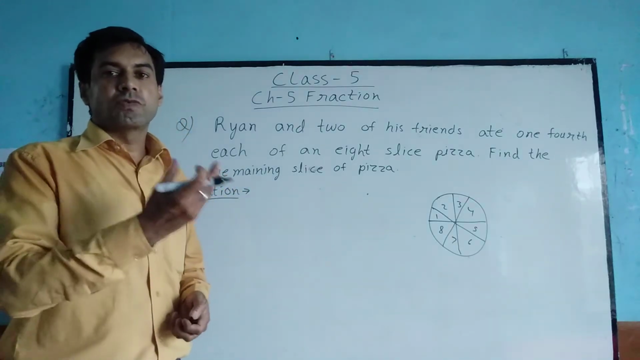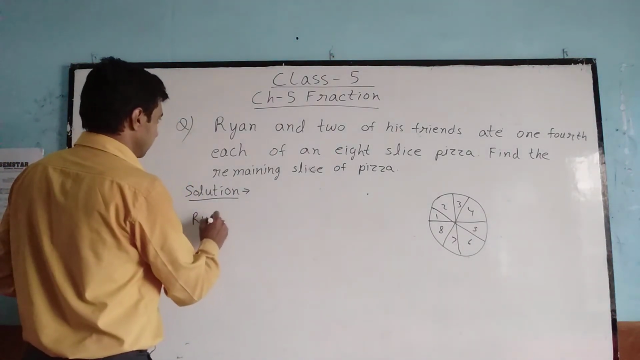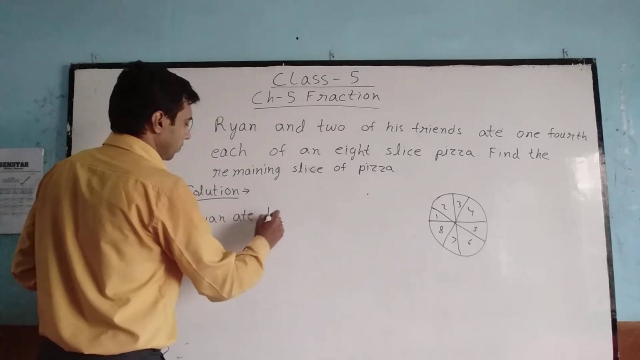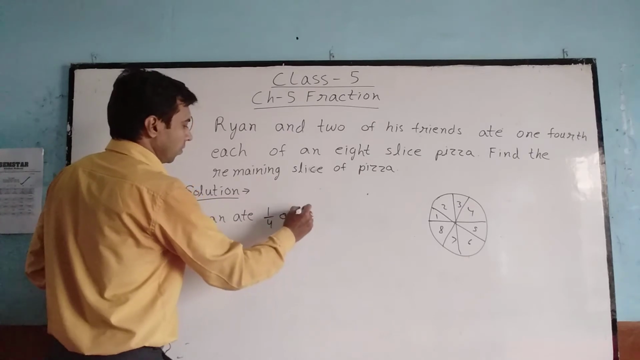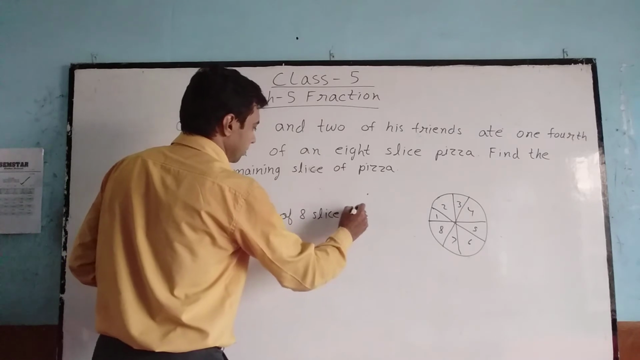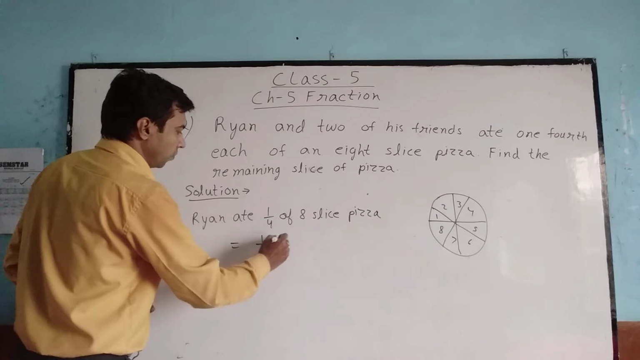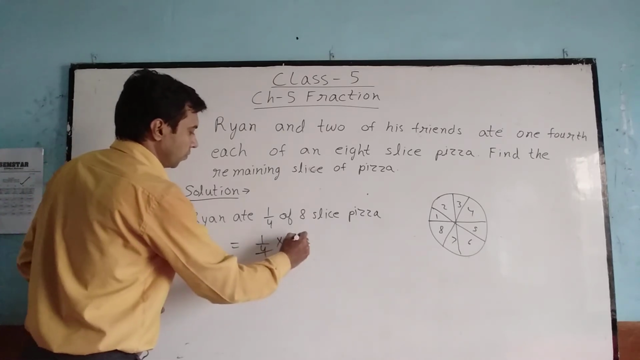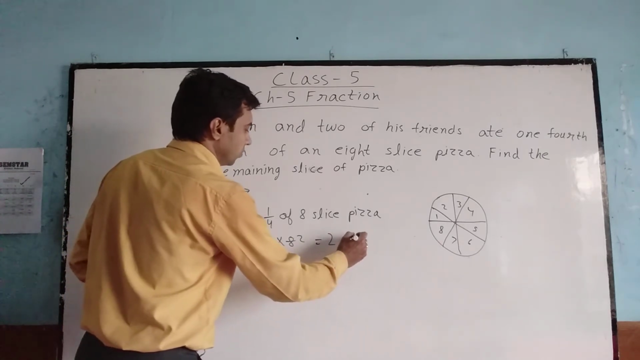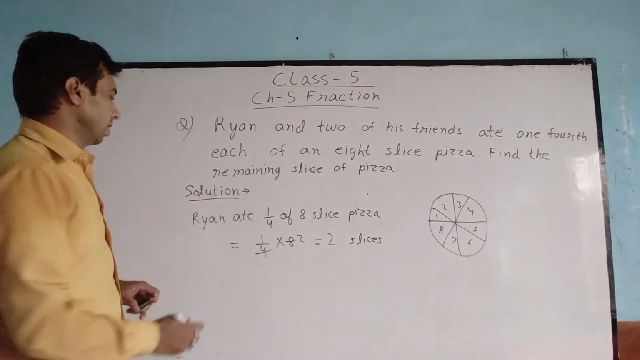Now what is that quantity of 1/4? Rian ate 1/4 of 8 slices pizza. So what is that? 1/4 into 8. 4 2 8 means 2 slices. Student, 2 slices. Rian ate 2 slices.